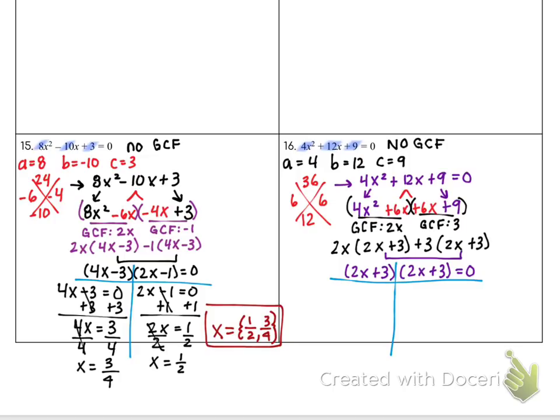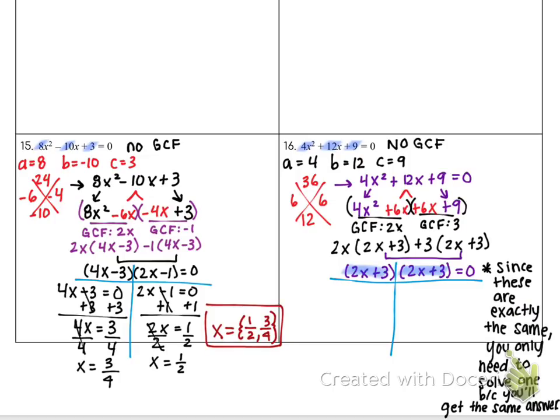Now, notice what you have here. Don't both of those equal each other? So see how 2x plus 3 and 2x plus 3, those are the same thing. So since these are exactly the same, the signs are the same too. If one's 2x plus 3 and one's 2x minus 3, they're not exactly the same. But since they are exactly the same, you only need to solve one because you'll get the same answer. So I'm just going to solve one of them.